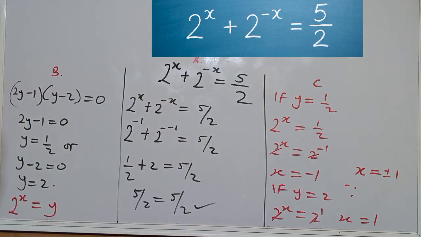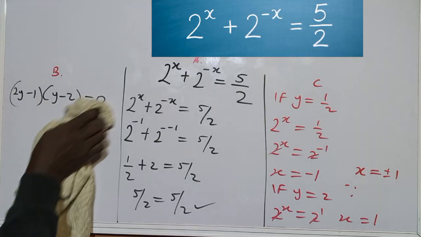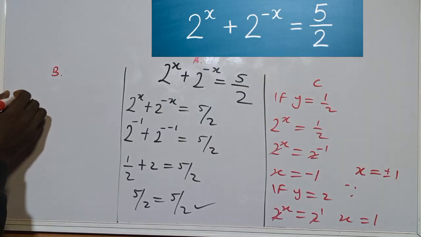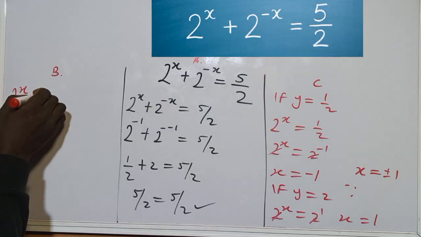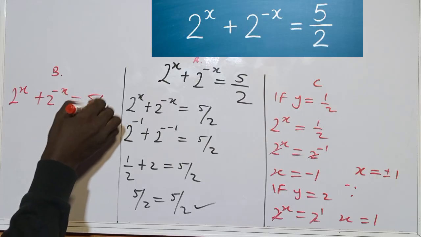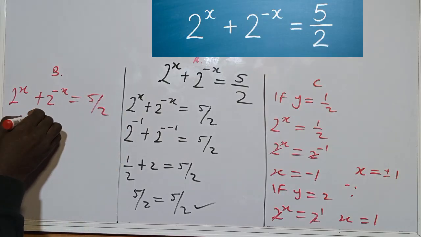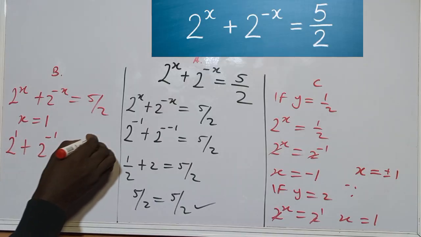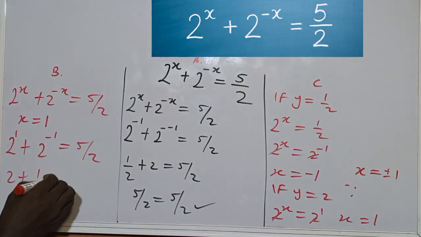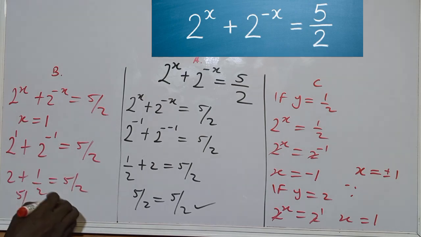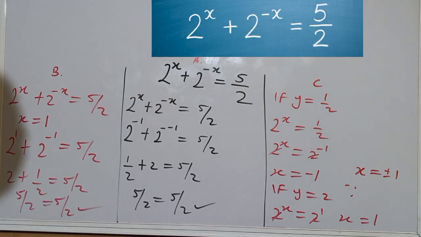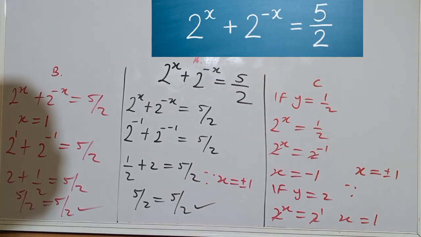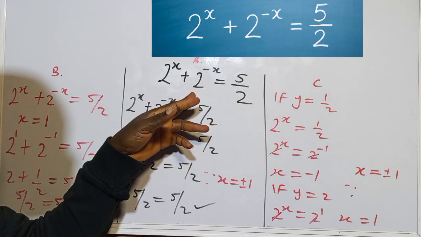Now, let's check the other value, which is 1. When s is equal to 1, 2 raised to power s plus 2 raised to power minus s is equal to 5 over 2. So 2 raised to power 1 plus 2 raised to power minus 1 is equal to 5 over 2. 2 plus 1 over 2 is equal to 5 over 2. 5 over 2 is equal to 5 over 2. Verified. So s is equal to plus or minus 1. Both solutions verify the original equation.